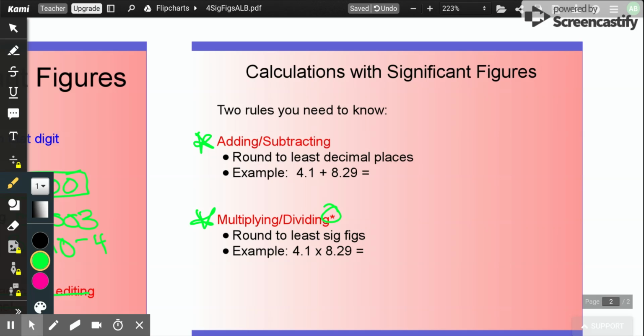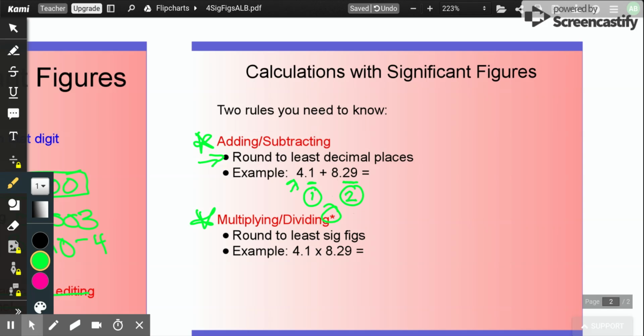All right. So with adding and subtracting, what you're going to do is round to the least decimal places. What that means is I don't care how many numbers are out in front of the decimal. I only care how many are after the decimal. So there's one decimal place here, two decimal places here. That means my least precise measurement was this 4.1 because it only went to one decimal place.